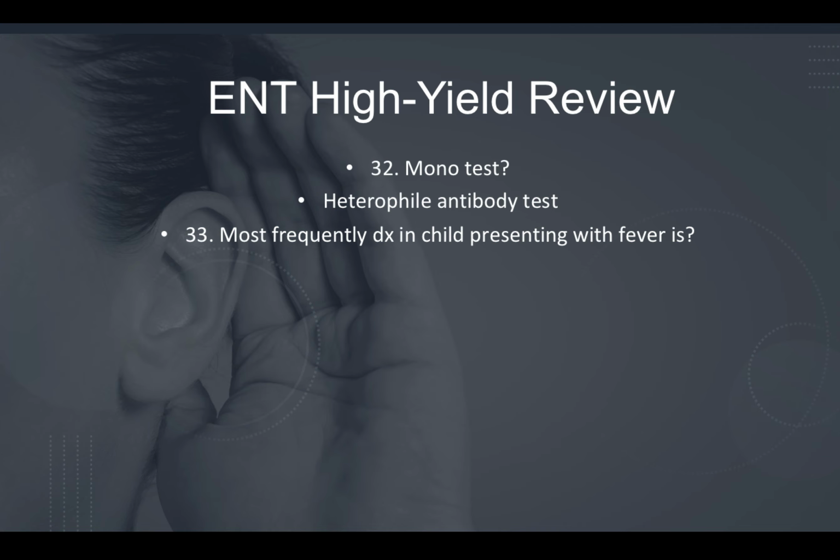What is the most frequent diagnosis in a child presenting with fever? If the child presents with fever, you should be thinking of otitis media. They're going to be unhappy, screaming, crying, and if they have fever, otitis media should be high on your differential because that is the most frequent diagnosis in a child with fever.